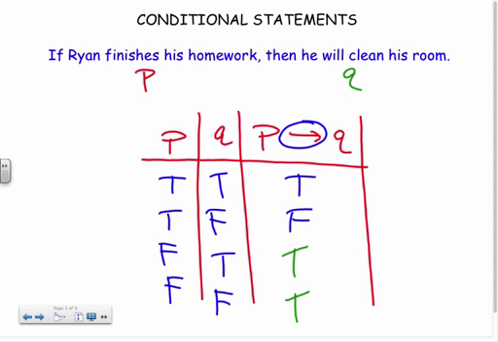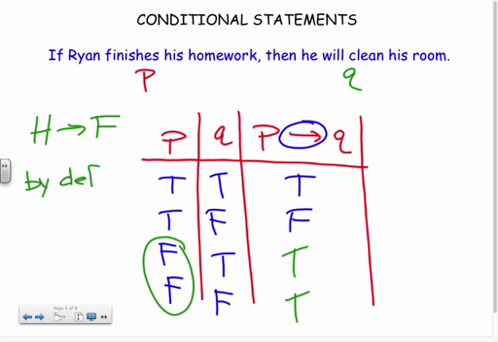So what do we notice? If the hypothesis is false, we know by default the conditional is true.